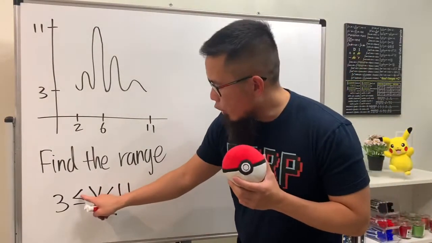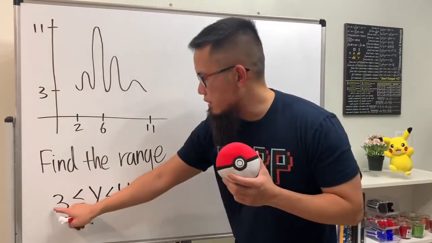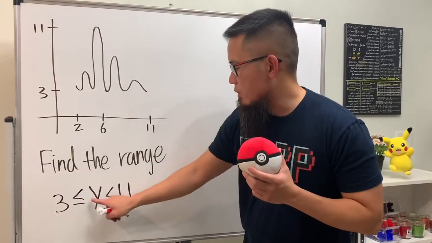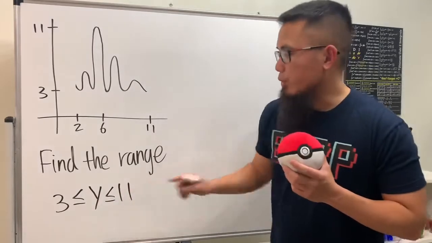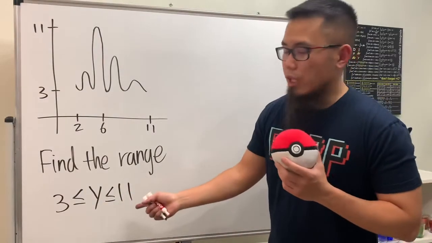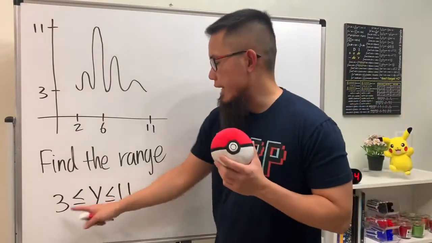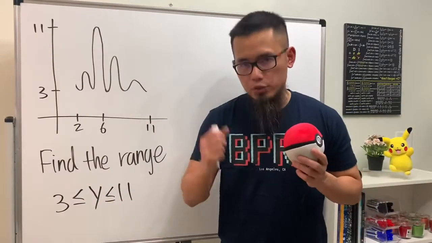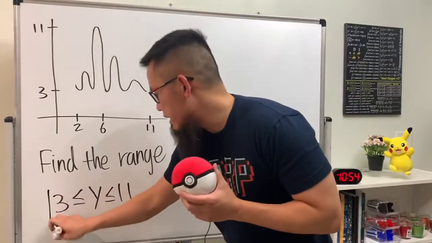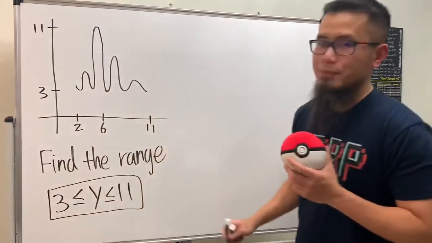Check this out. The opening is toward the big number, right? So you see 3 is less than 11, and then, yeah, less than or equal to, like that. This notation means y is in between of 3 and 11, including both 3 and 11. So this right here is it. This is the range of this function.